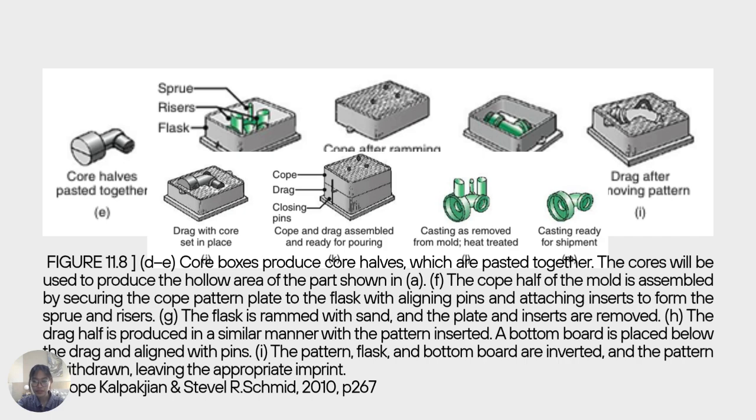This is the continuation of the drawing. The core boxes produce core halves, which are pasted together. The cores will be used to produce the hollow area that we have shown in part A. Moving on to F, the cope half of the mold is assembled by securing the cope pattern plate to the flask with aligning pins and attaching inserts for the sprues and risers.